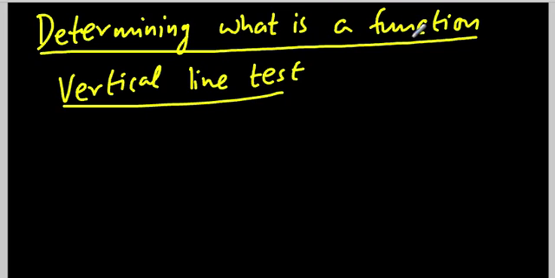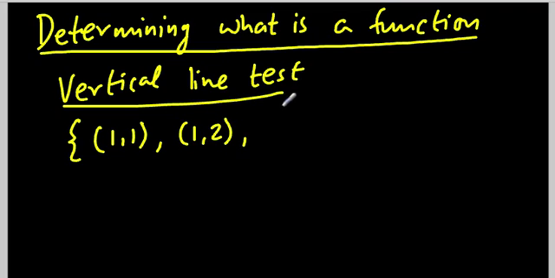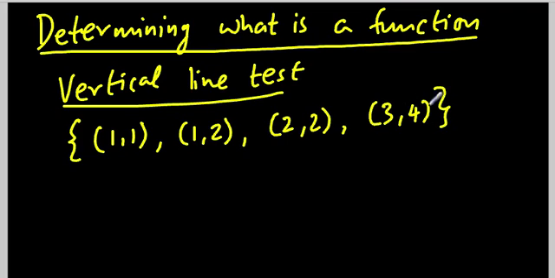So again, let's just remind ourselves what a function is. A function is a set of points, or a set of ordered pairs, where each input, in other words, each x value, has only one output, meaning each x value has only one y value. So say, for example, I have an ordered pair that looks like this. Let's say it's (1, 1), (1, 2), then I have, say, (2, 2), then I have, say, (3, 4). So how do I determine from this set of points, in other words, this relation, whether this relation is a function or not? How do I know?